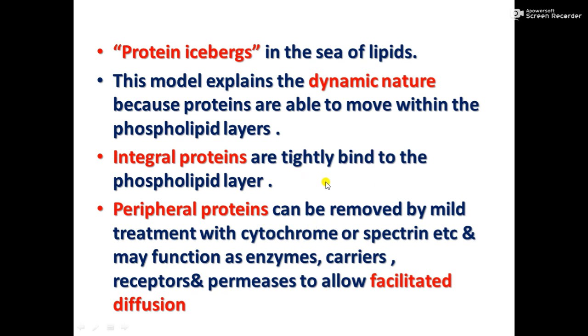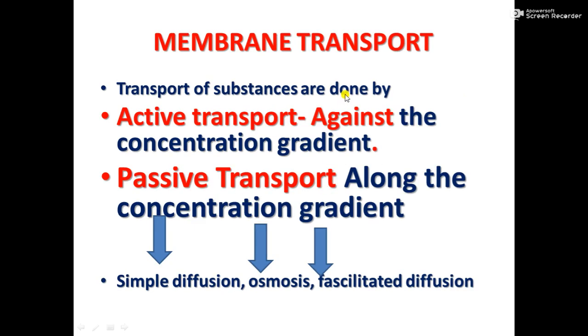Now transport of substances takes place through the membrane. The membrane is semi-permeable and different materials are allowed to move in or out of the cell. And membrane transport takes place through physical processes. There are two kinds of membrane transport, active transport and passive transport. Active transport means against the concentration gradient. In lower classes you have learned that substances move from higher concentration to lower concentration.